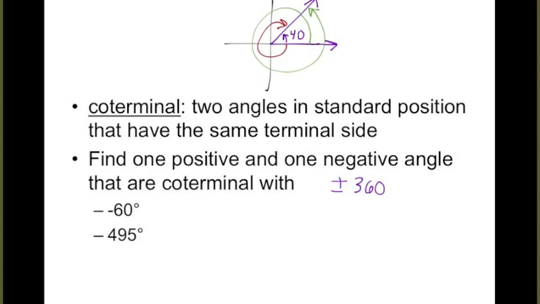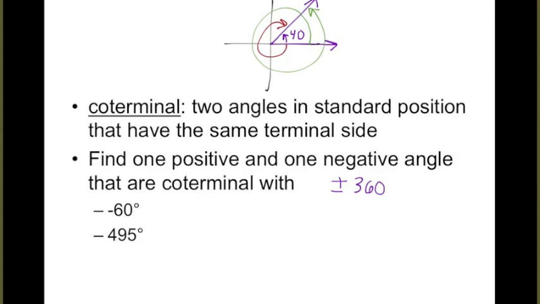In your homework, the directions are going to be just like this example and say we need to find one positive and one negative angle. So we're looking for two answers that match the original one. Like in the example above, if our starting angle was 40, we could add 360, which gives us 400 as a matching positive, or subtract, which gives us negative 320 as a matching negative.